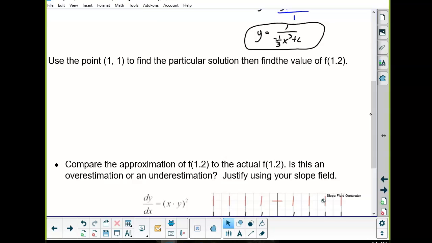Now that we know the general solution, it's going to tell us to use the point 1, 1 to find the particular solution, which just means find C. Use the point 1, 1 to find the value of C. So that part shouldn't be anything new, because we did all that yesterday. If x is 1 and y is 1, we're going to find C and then, once we have that, we can find the answer for 1.2.